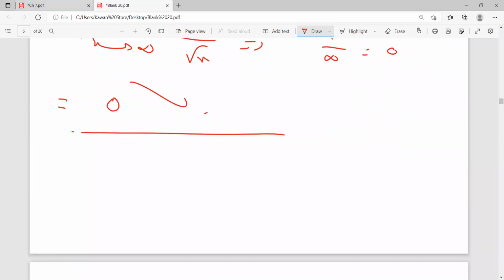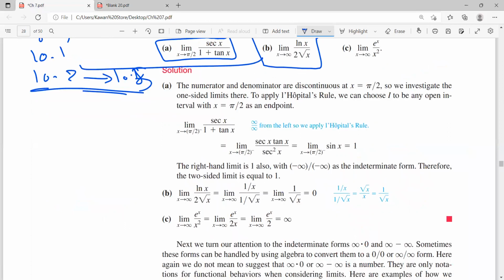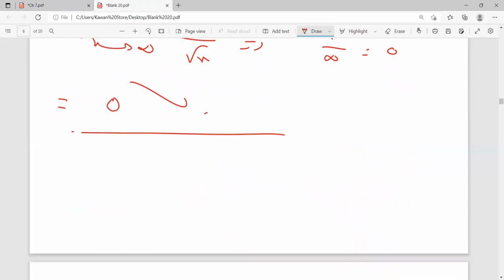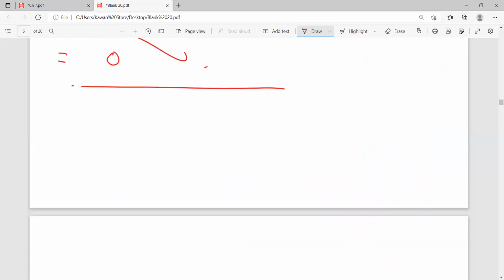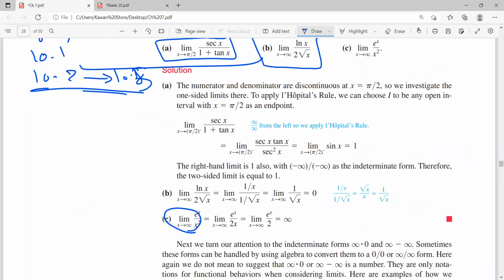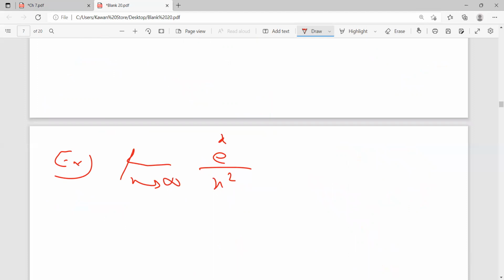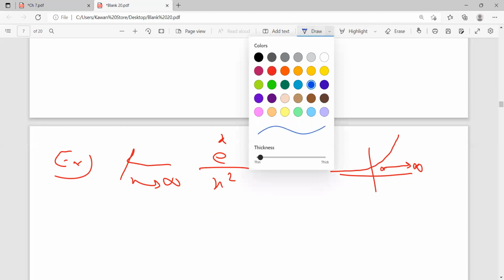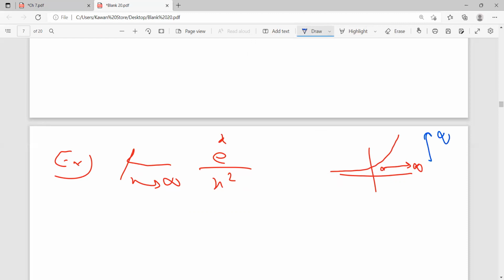What else? Are you satisfied with that one? Look, e to the power x over x squared. Another example. Limit of e to the power x over x squared, as x approaches infinity. Both are infinite. So e to the power x, when x approaches infinity, the graph is going where? To infinity. Increasing, right? So that's why I say it is equal to infinity over infinity.